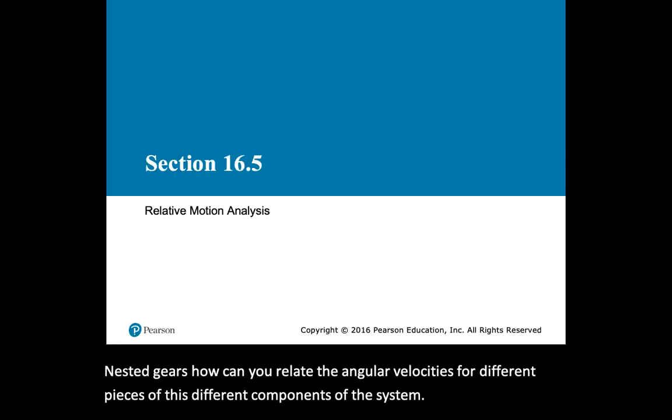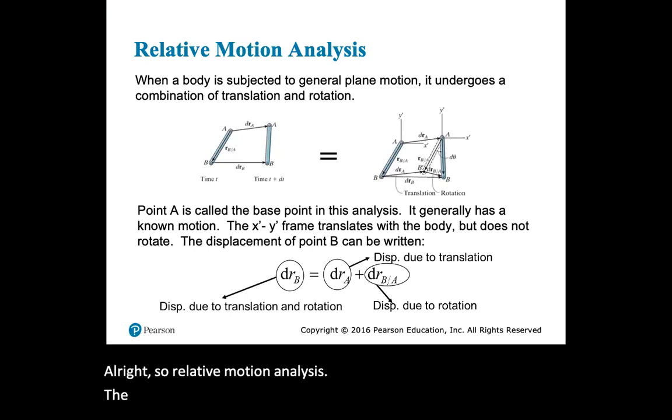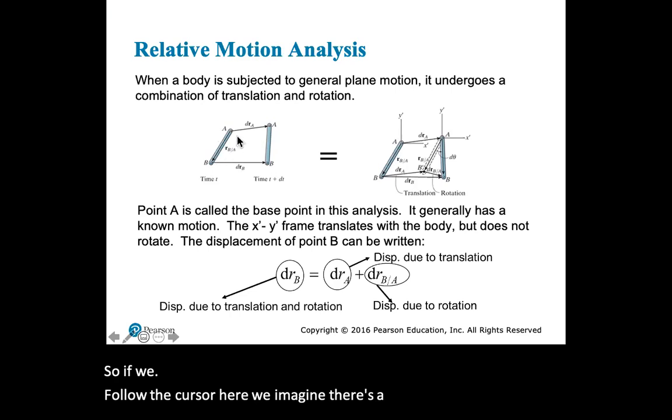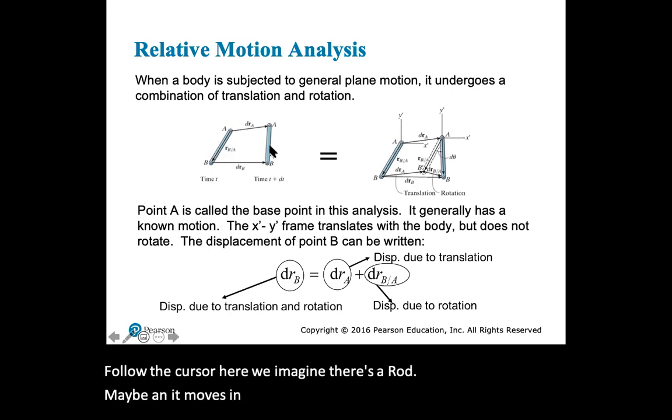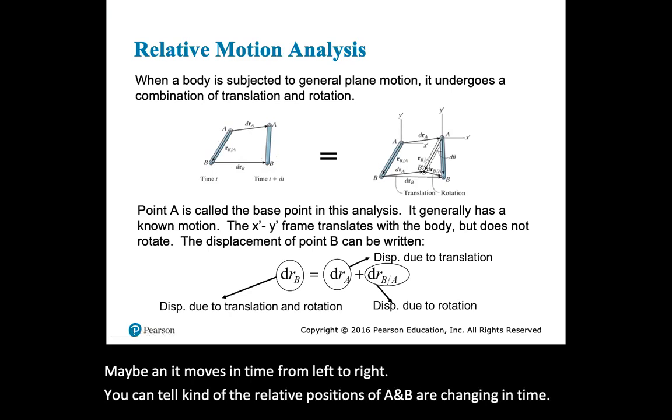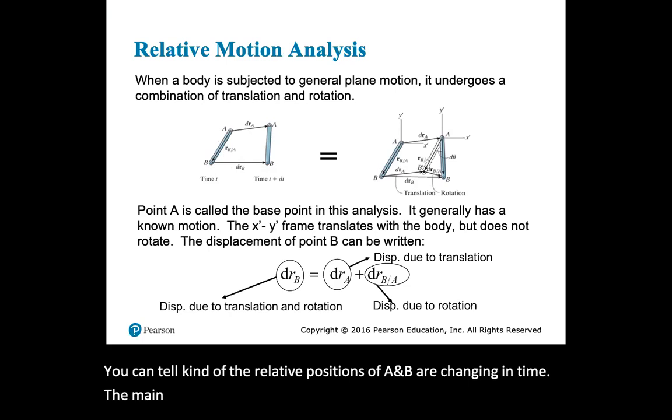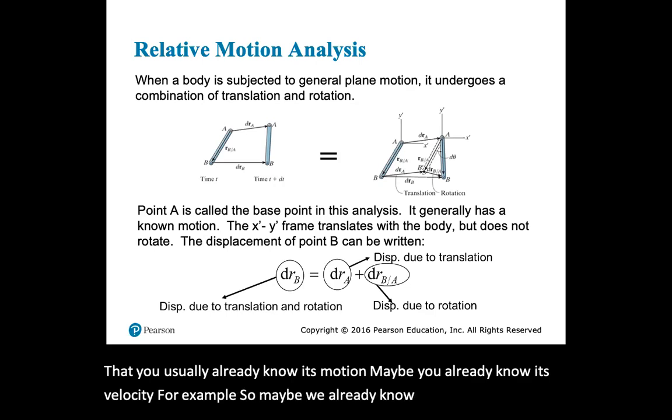All right, so relative motion analysis. The basic idea is encapsulated in the top figure. So if we follow the cursor here, we imagine there's a rod, AB, and it moves in time from left to right. So you can tell the relative positions of A and B are changing in time. The main idea of a relative motion analysis is to pick a point that you usually already know its motion. Maybe you already know its velocity, for example. So maybe we already know about point A and how it moves.